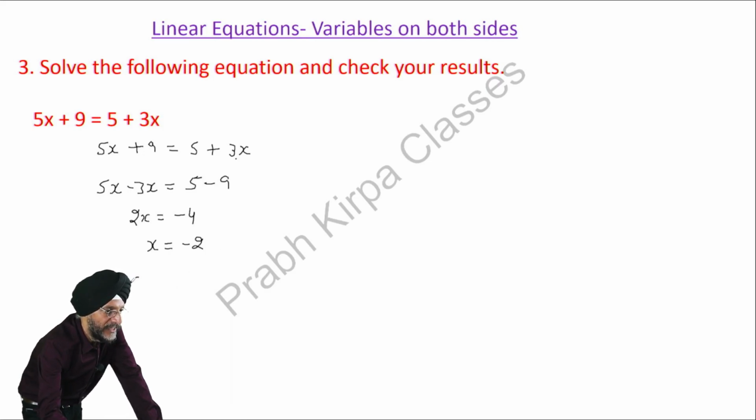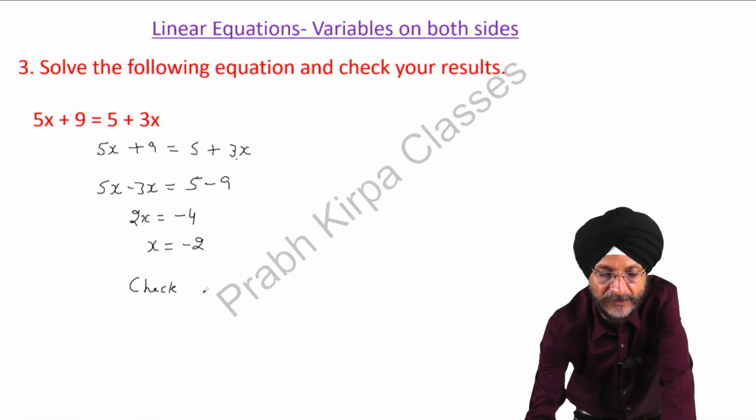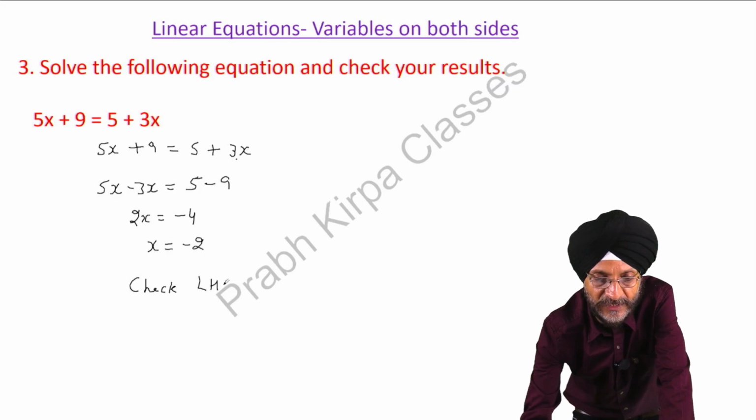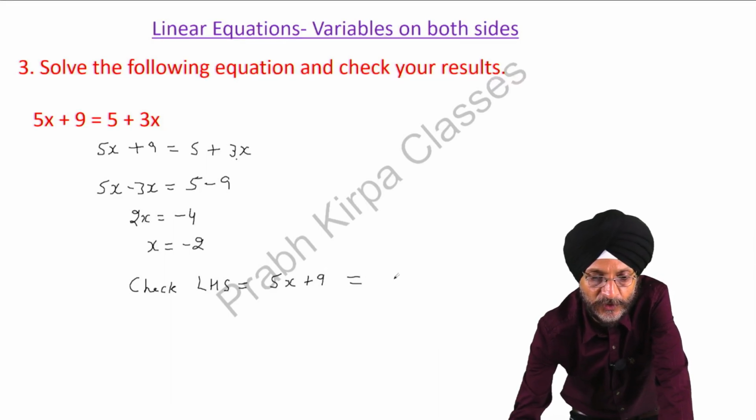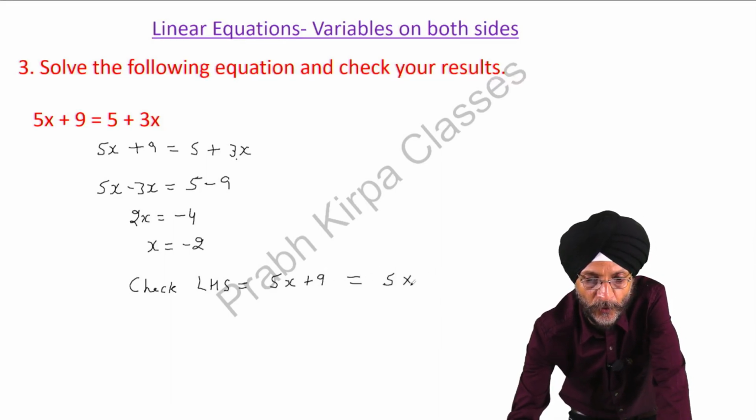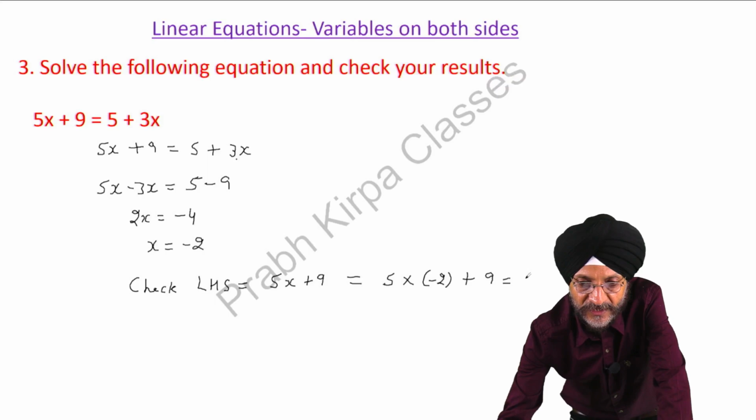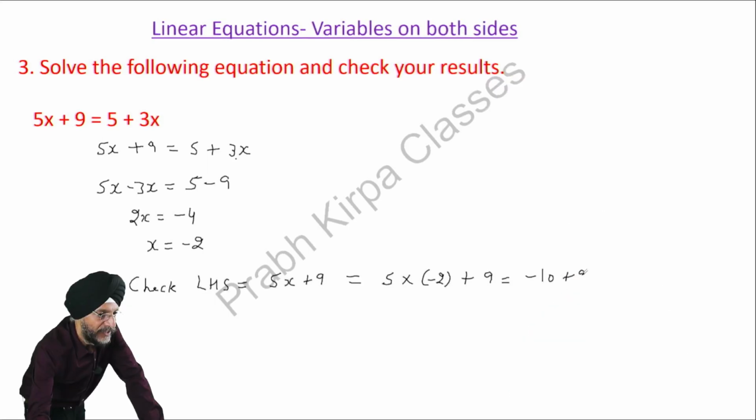So now we will check our results. Check left hand side. Left hand side values are 5x plus 9. So we will fill the value of 5 into minus 2 plus 9. So minus 10 plus 9 is equal to minus 1.